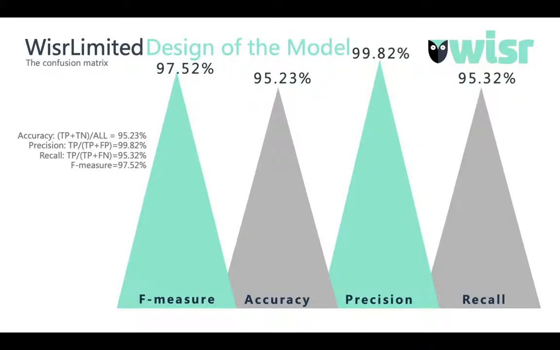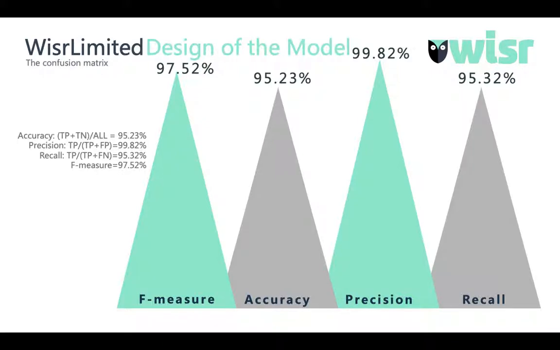Confusion matrix is a very useful methodology to measure the performance of a model. For the decision tree, the accuracy is 95.23%. Precision is 99.82%. Recall is 95.32%. F measure is 97.1%.